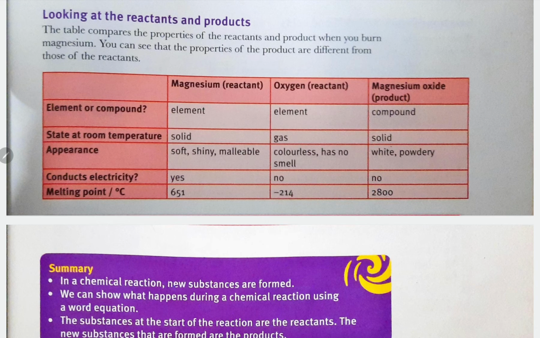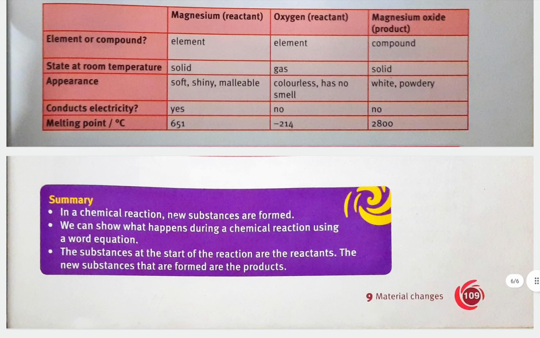So their properties are entirely different. Okay, so in a chemical reaction new substances are formed. We can show what happens during a chemical reaction using a word equation. The substances at the start are the reactants and the new substances that are formed are the products.